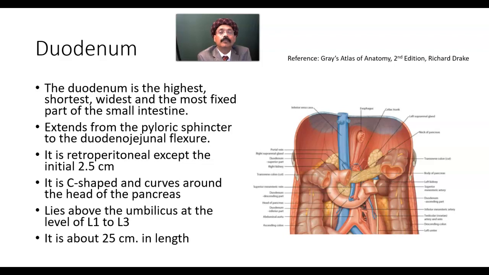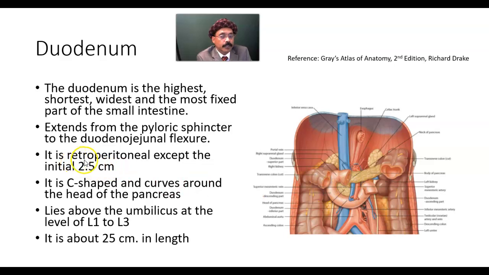The duodenum is the highest, shortest, widest and most fixed part of the small intestine. So this is the duodenum. It looks like the alphabet C around the head of the pancreas. It extends from the pyloric sphincter to the duodenojejunal flexure. This is extending from here, from the pyloric sphincter, and it goes to the duodenojejunal flexure here.